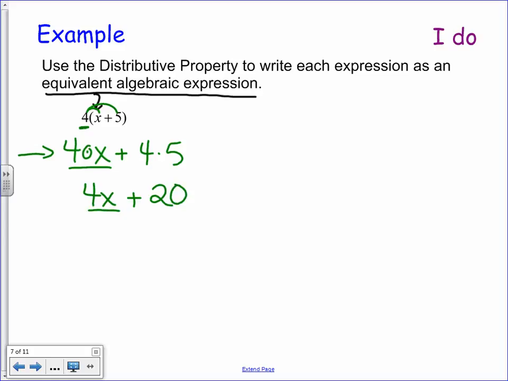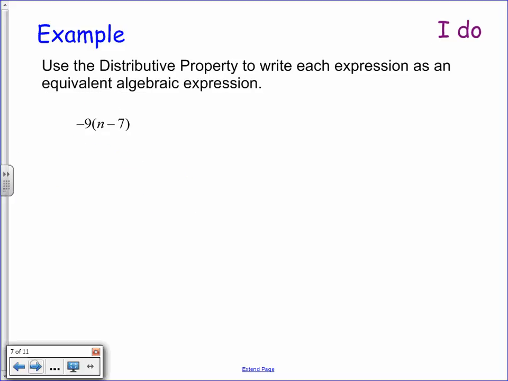And because this has an x here, I cannot combine anything here to make it any more simple. This is in simplest form, 4x plus 20. I cannot combine this 4 with this 20 because this 20 does not have an x with it. So my final answer is 4x plus 20.